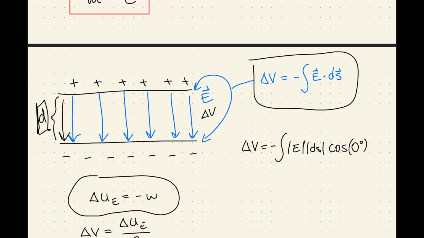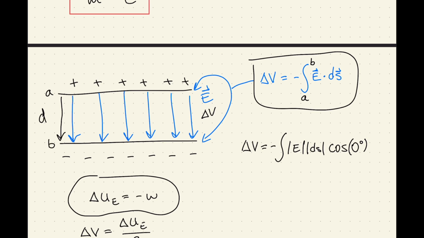Actually, in this case, I didn't give you guys the displacement, like which direction the displacement is going. But if it's going this way, it is going in the same direction as the electric field. So basically what this is saying is, let's say this is point A and this is point B.